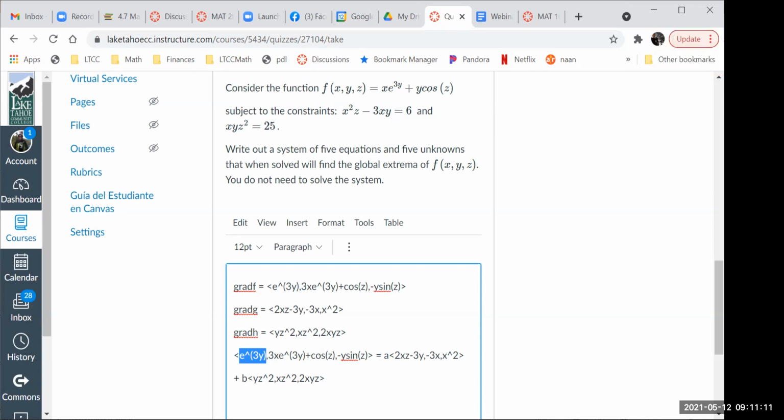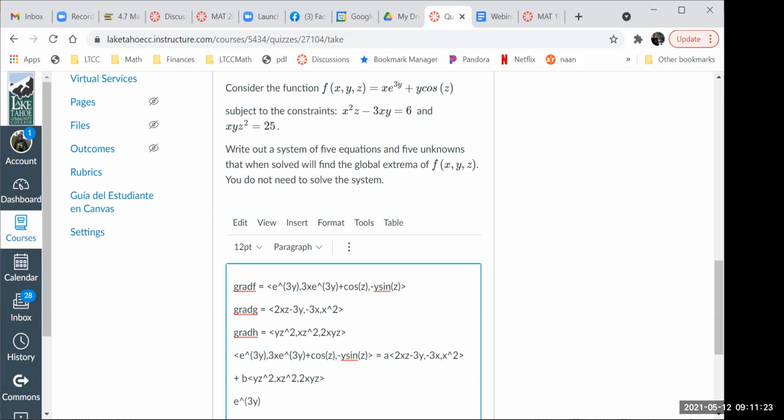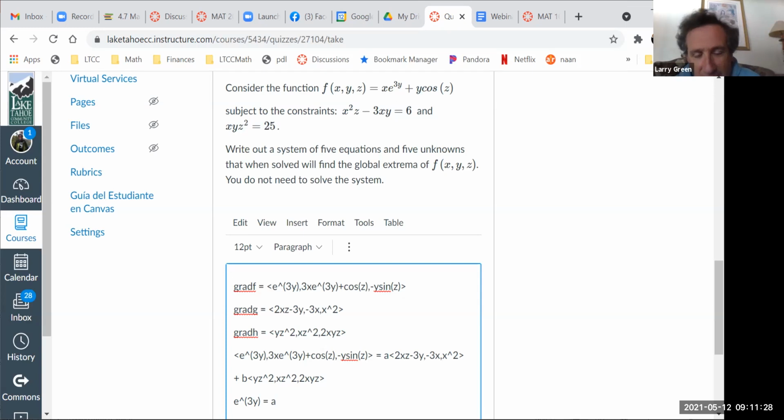e to the 3y equals lambda times 2xz minus 3y plus mu times yz squared. Yeah, although I'm using A and B just because it's easier to type. So e to the 3y equals a times, and let me just write it out, 2axz plus byz squared.